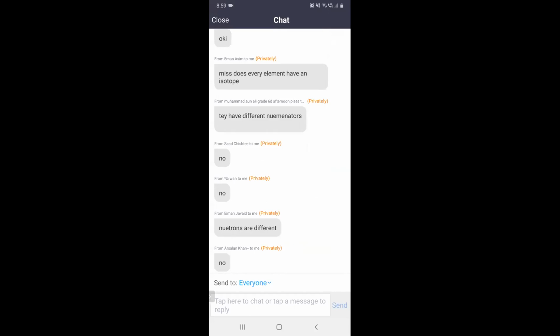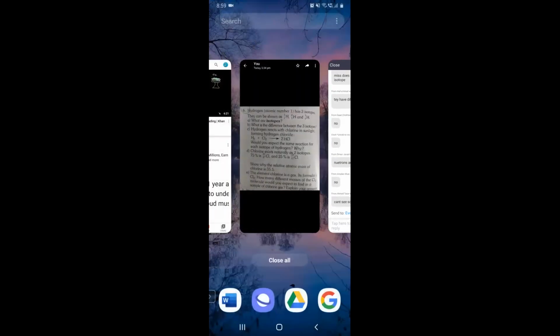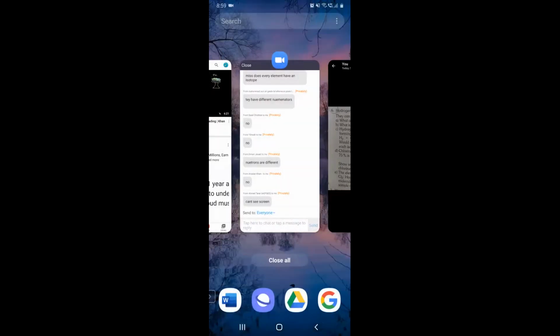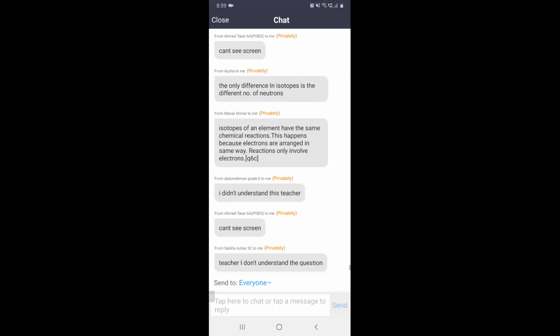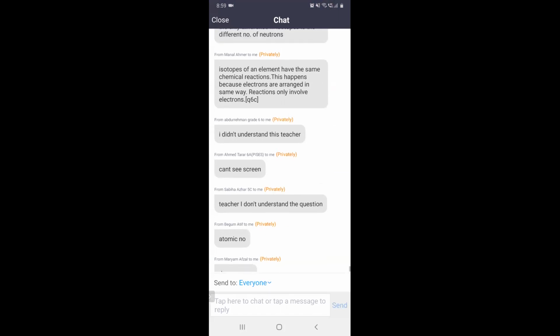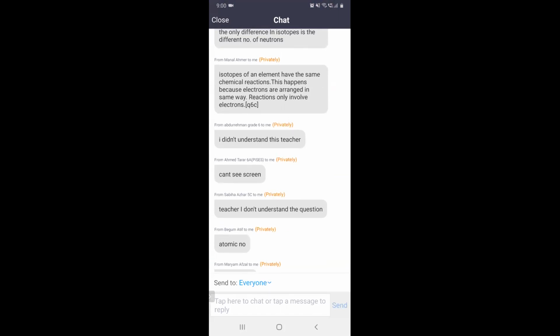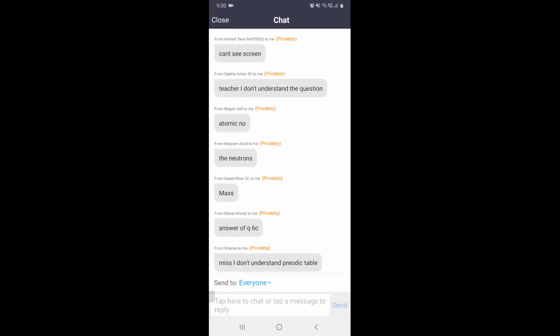So does anybody want to answer? How do isotopes then differ if they have the same number of electrons? Is there any difference? They will differ in what? They have the same chemical reaction. This happens because electrons are arranged in the same way. Reactions only involve electrons. Yes, I understand that the chemical reaction is the same, but is there any way they differ from each other?